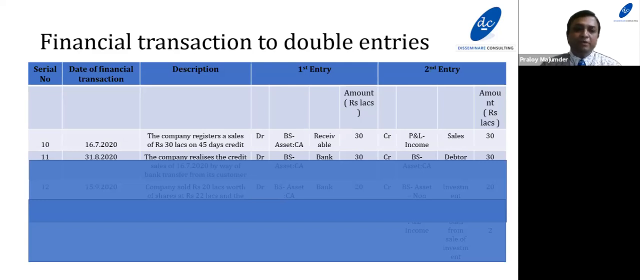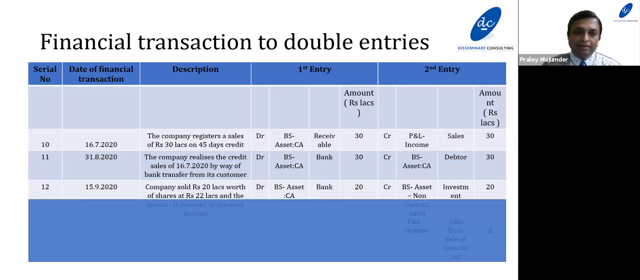On 16th of July, a company registered a sale of 30 lakhs on 45 days credit. So it's an inflow or outflow? A sale means inflow. No, it's a deferred inflow. If it's a deferred inflow, debit balance sheet, asset, current assets, receivable 30 lakhs. Now, for what reason is the inflow happening? It is credit P&L, income, on account of sales of 30 lakhs. So if you look at it, this inflow is permanent. That is why credit P&L, income, sales is 30 lakhs.